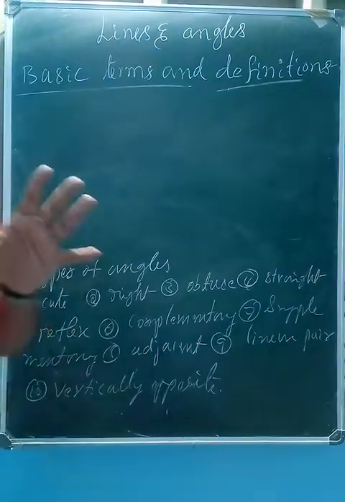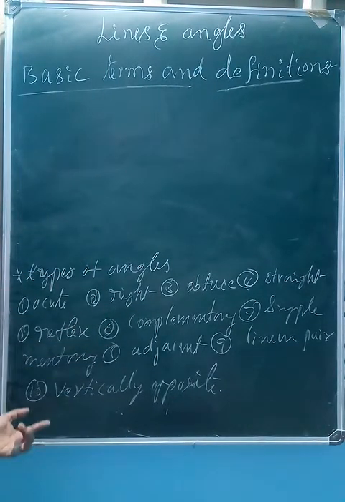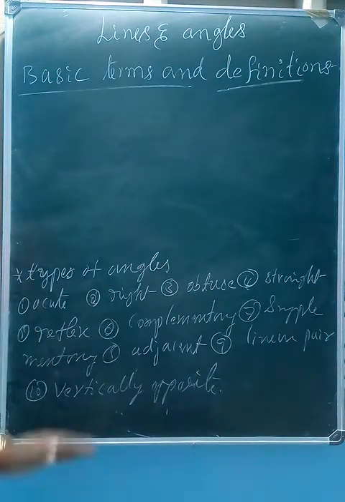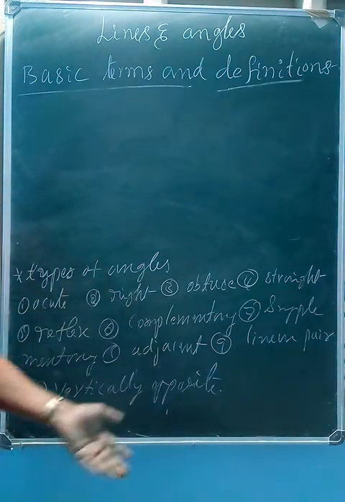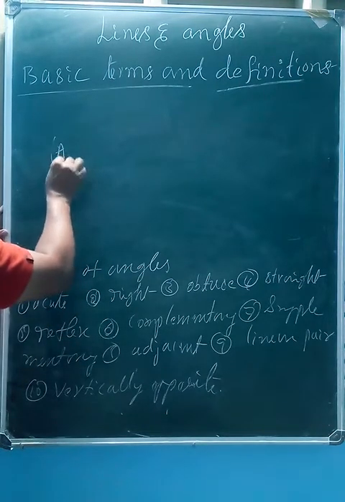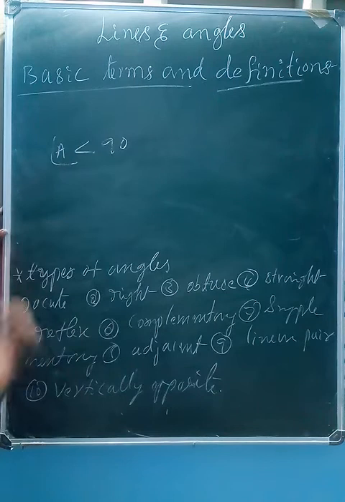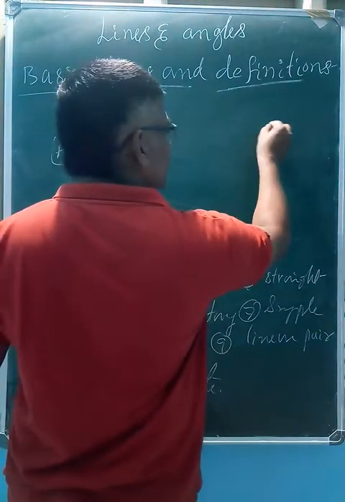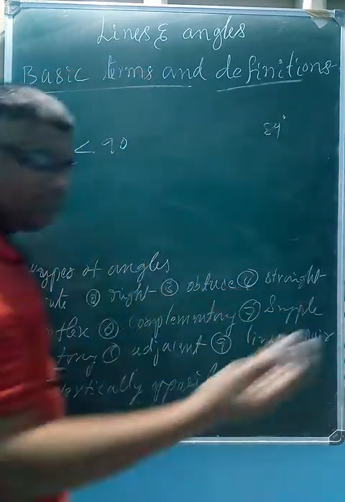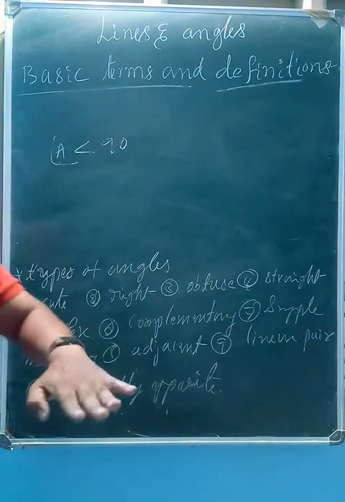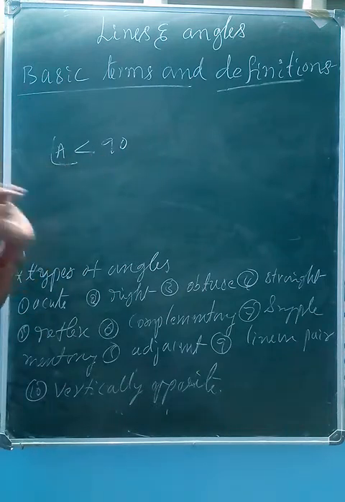Now I will come to the very important point, types of angles. I have written 10 types of angles here. They are very, very important, not only for 9th, even in your higher classes. An acute angle is any angle less than 90 degrees. Less than 90 means up to 89 degrees. Imagine just 89 degrees, you can remember. If an angle measures less than 90, that is called an acute angle.